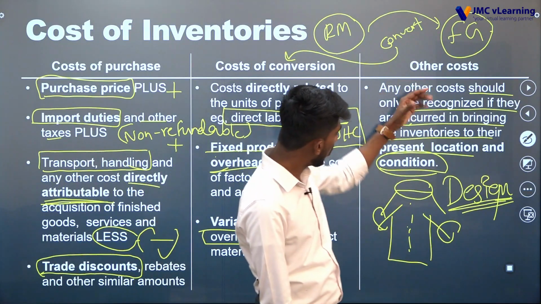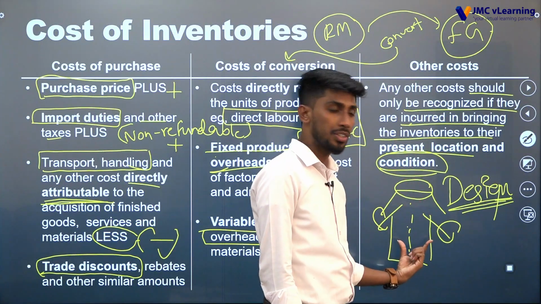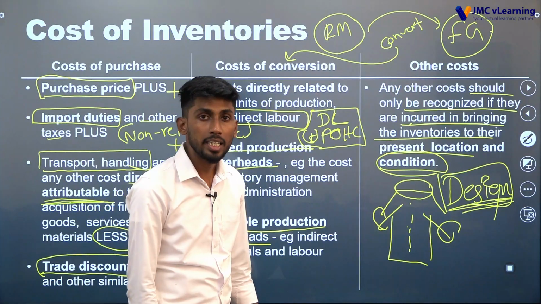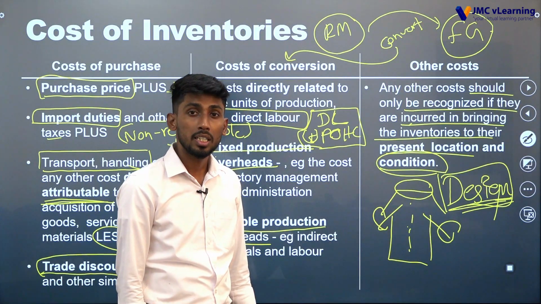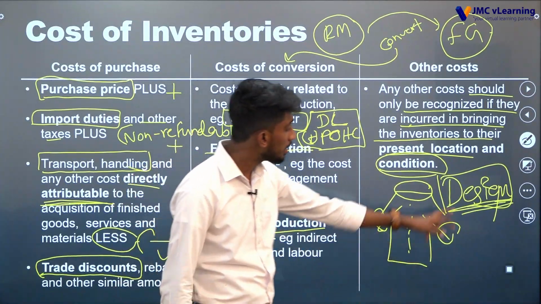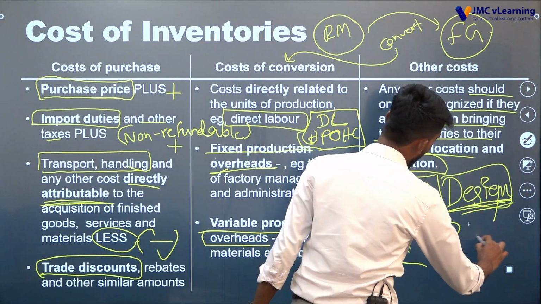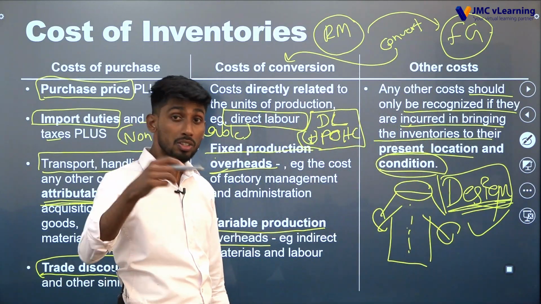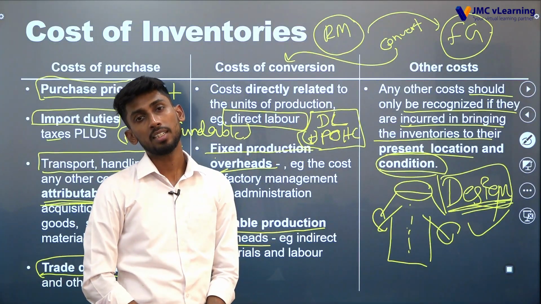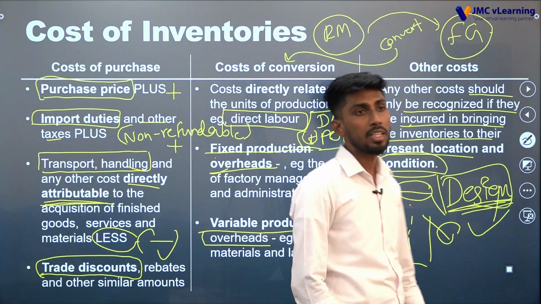Therefore, in order to bring this shirt into the current condition or the required condition, you should have this design. Without having that design, you can't make that shirt in a way that you require. Therefore, this is a must. This cost is a must. Therefore, the design cost, the cost of the designer, can be taken into the cost of the inventory.